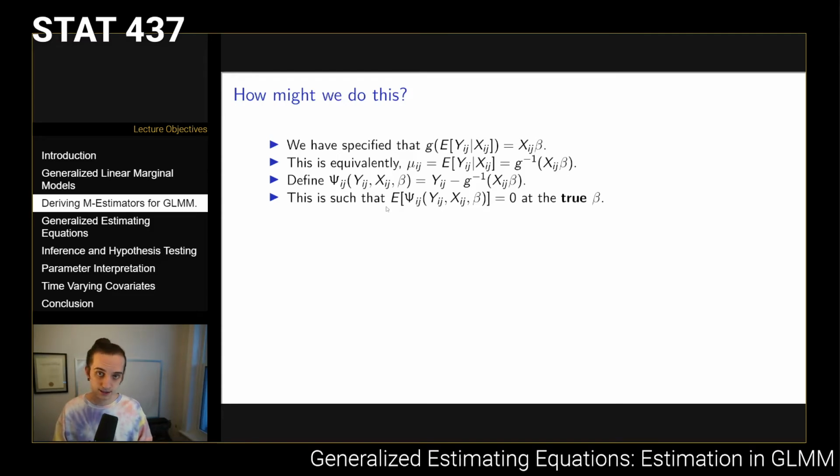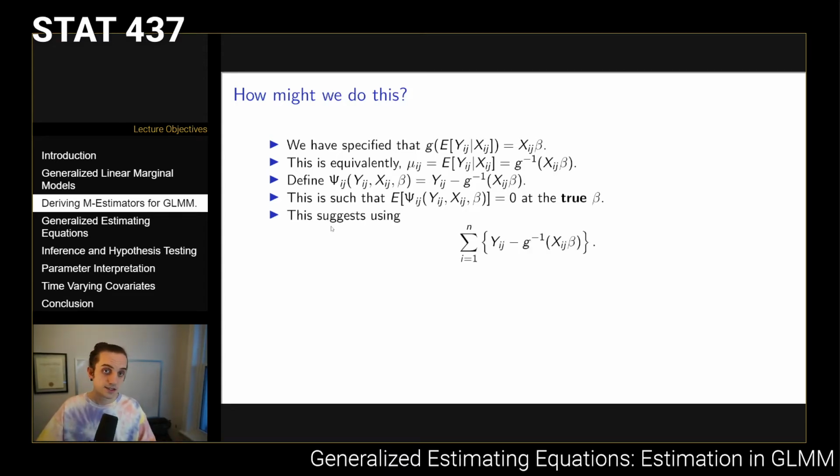So if we take the expected value of this, and we can do it conditional on xij because we're taking that as fixed, we're going to have the expected value of yij given xij minus this g inverse term. But we're already saying that this conditional expectation is equal to this. And so if we've specified the correct mean function, then when we have the true beta plugged in to this phi ij equation here, it's going to have expectation 0, right? And that's exactly what our requirement was to have an M-estimator that's consistent.